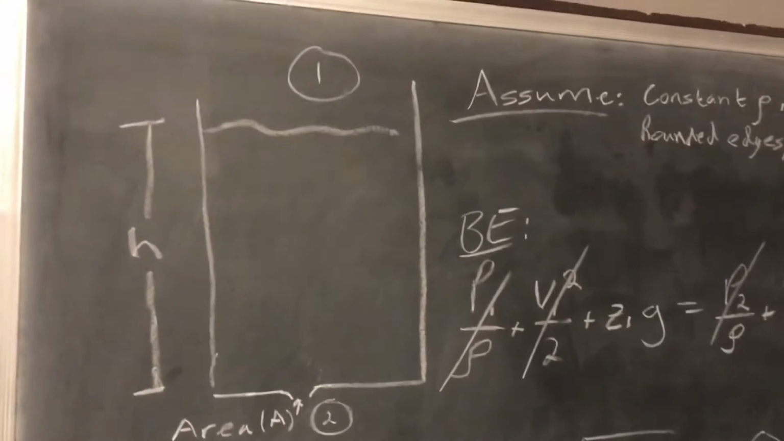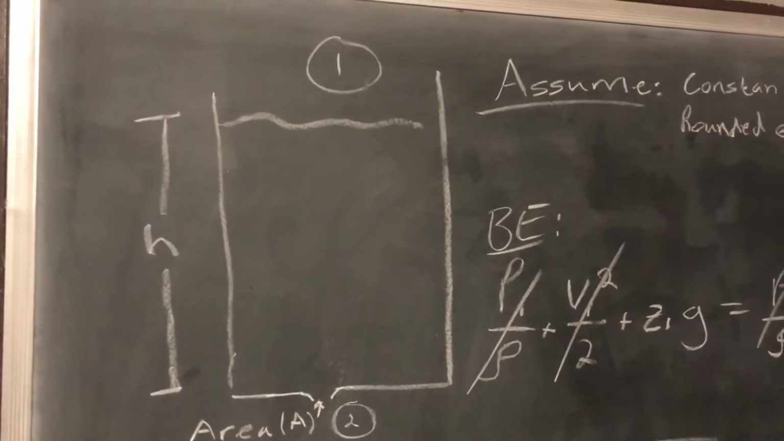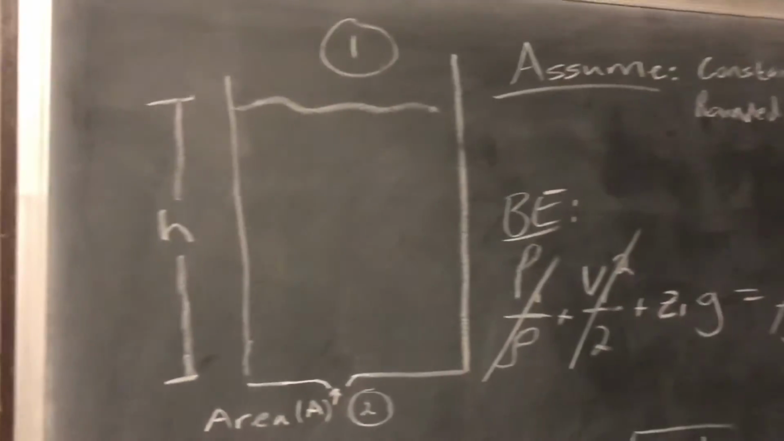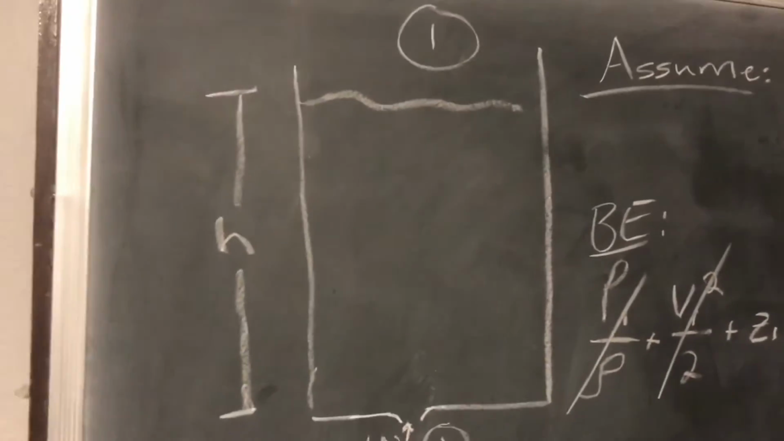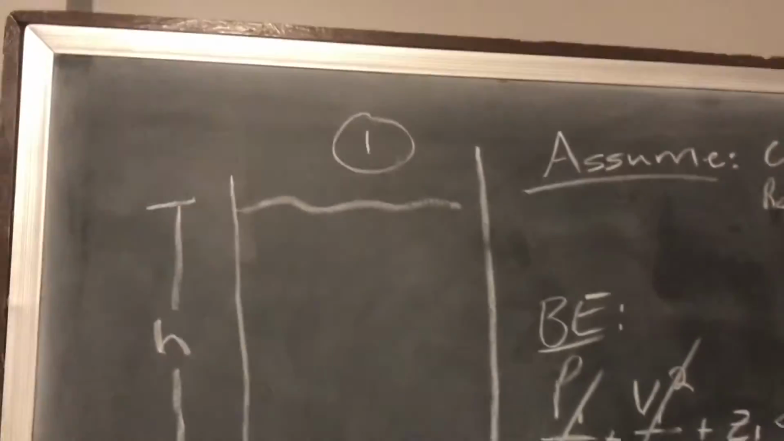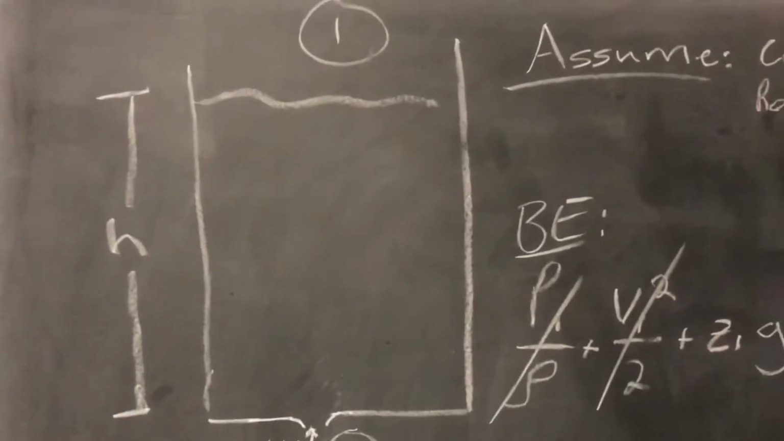I'll be explaining why the flow rate out of a tank as it is emptying seems to slow down over time using the Bernoulli equation. So we have a tank here of height h with a hole at the bottom of area A. And we have points 1 and 2 defined on our diagram.